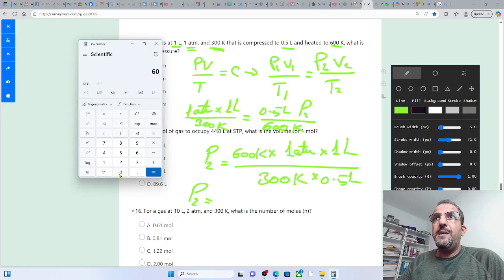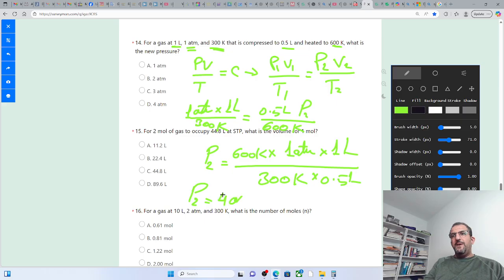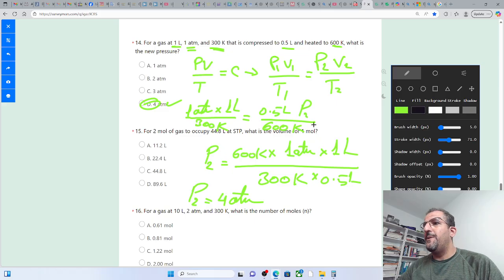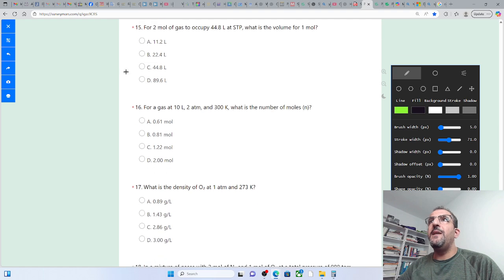I have 600 times 1 times 1, and that's equal to 600 again, and divided by 300, and then multiply by 2. So we have four atmosphere. Okay, this is the new pressure, which is D. So D is the right answer here. Okay, this is for problem 14.